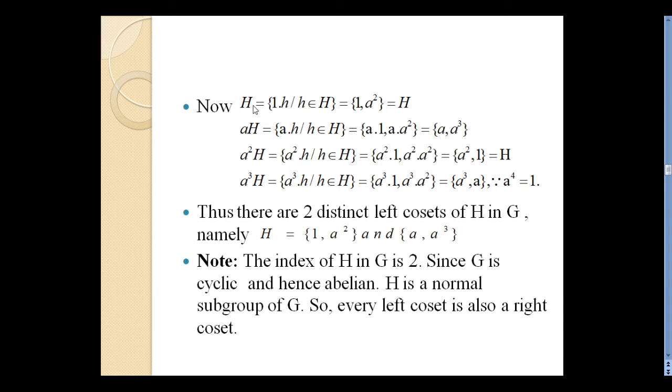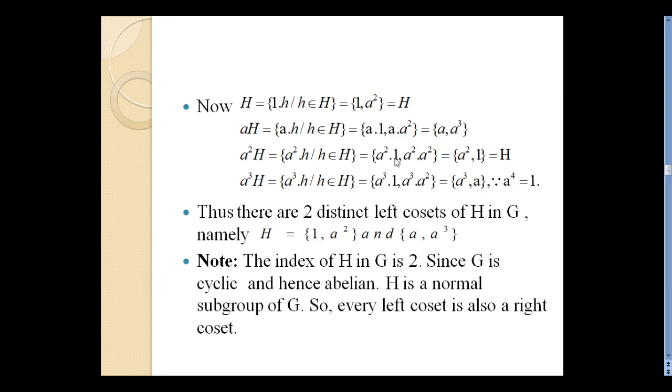What is the formula? We want to find the coset: 1 into H is the set of 1 into h, where h belongs to capital H. The H value contains 1 and a squared. So when you multiply with 1, what you get? 1 into 1 is 1, 1 into a squared is a squared. That is nothing but H. Then a into H: a into 1, a into a squared, we get a, a cubed. So you are multiplying the element a with the H elements. Then a squared into H is a squared into small h.